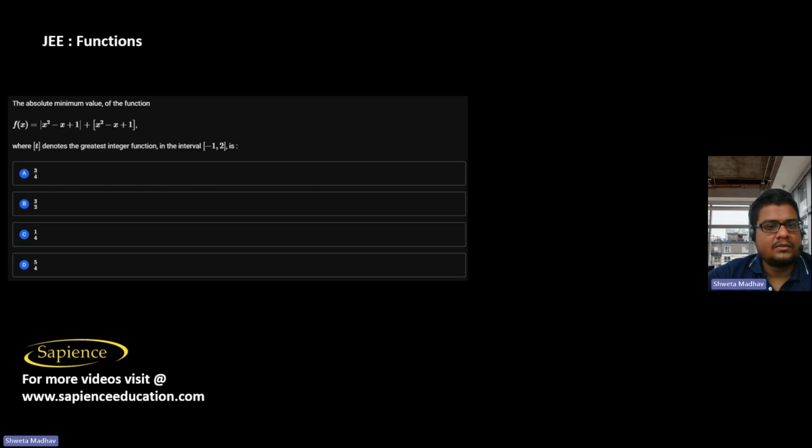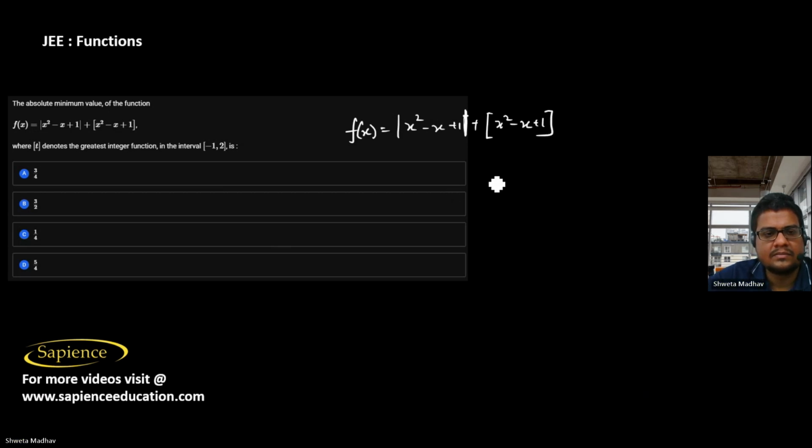And here it is told to find out the absolute minimum value of this function, f of x equals the absolute value of x square minus x plus 1 plus the greatest integer of x square minus x plus 1. So we have to find the minimum value of the function f in the interval x belongs to minus 1 to 2.